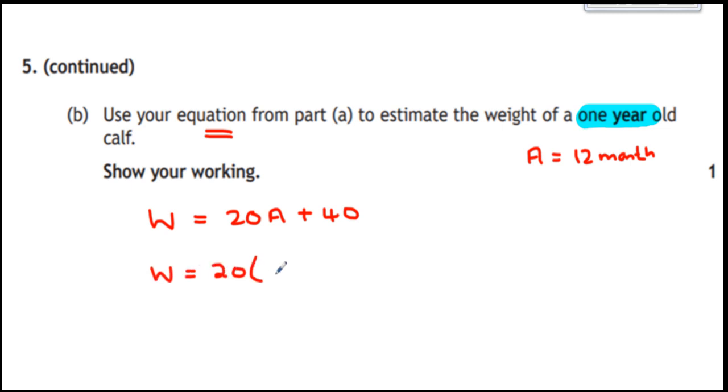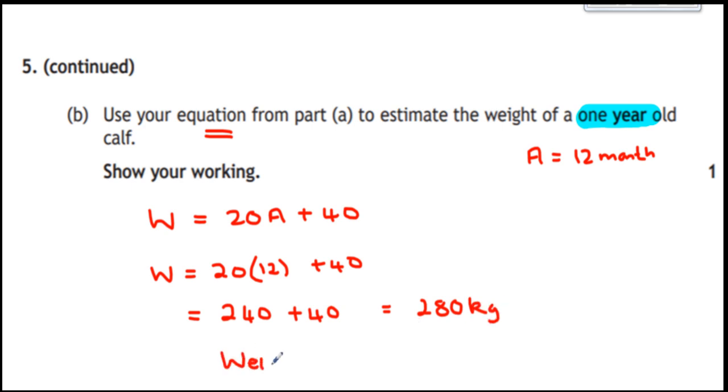Right, so 20 times 12 for the age in months plus 40. So 20 times 12, 2 12s are 24, so it's 240. Plus 40 gives me 280, and the units were in kilograms. Double underline your answer. So the weight is equal to 280 kilograms.